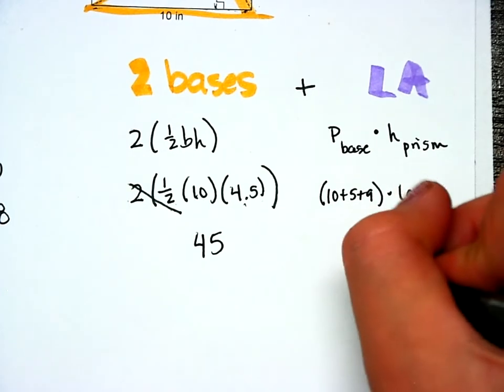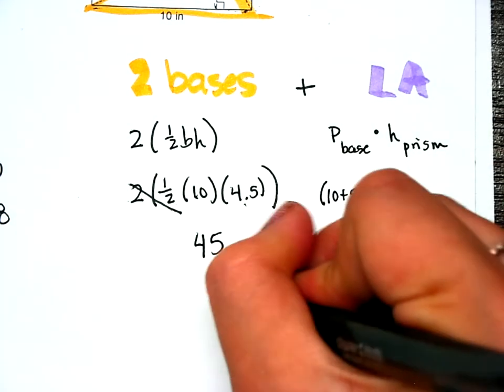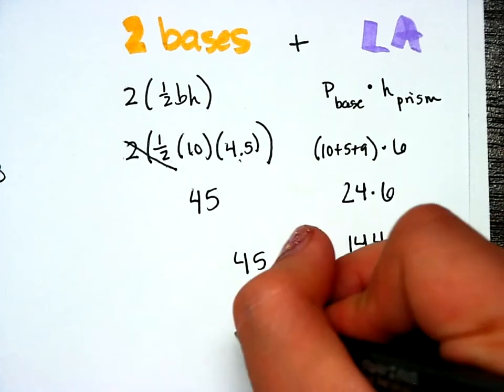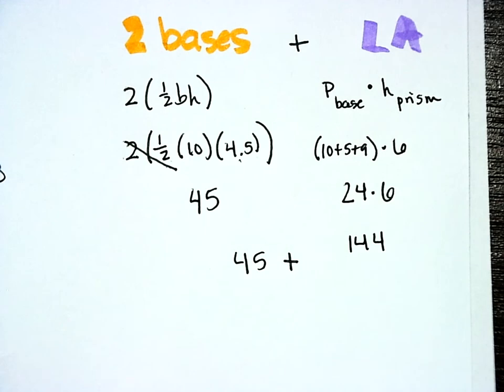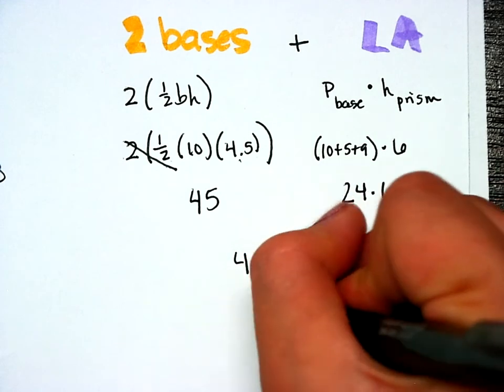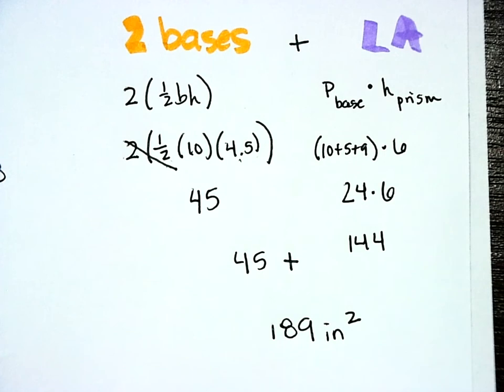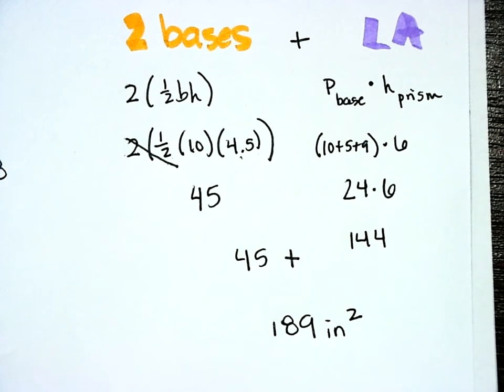So my two values I'm adding are 45 plus 144. Okay, let's find the total surface area. We should get 189, and then our units are inches squared because it's surface area.